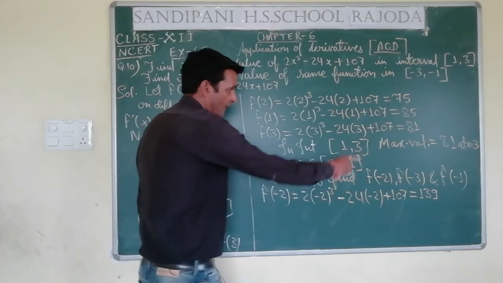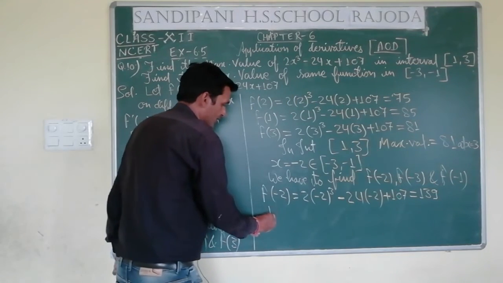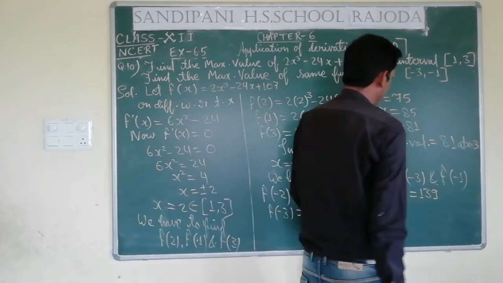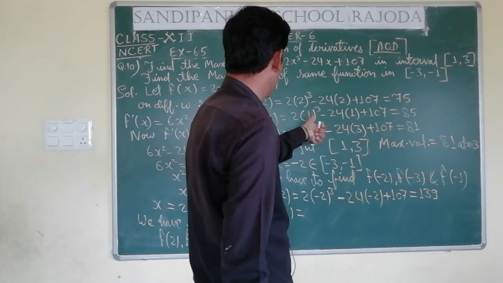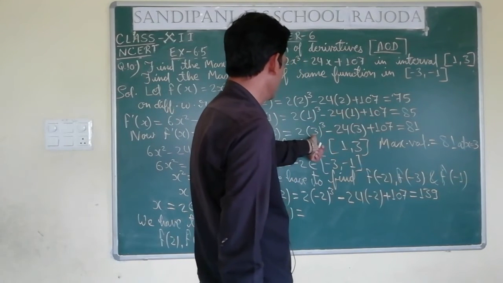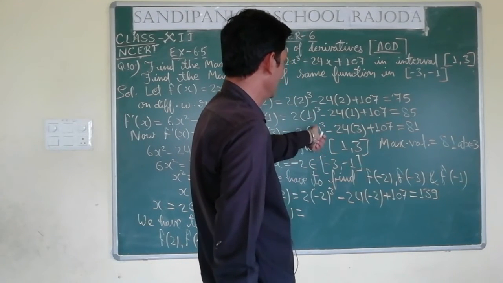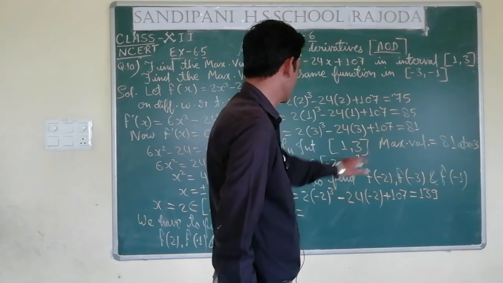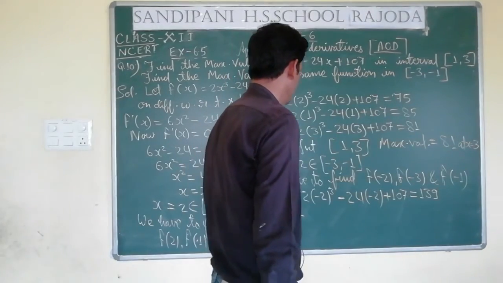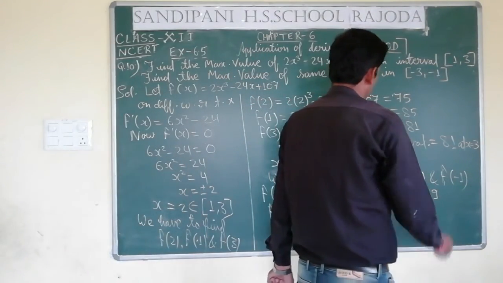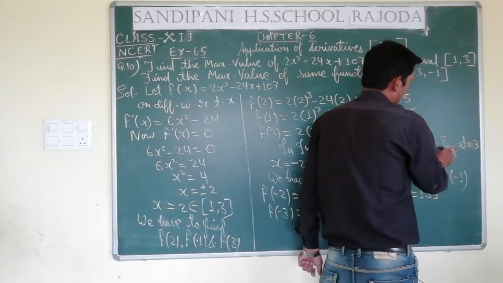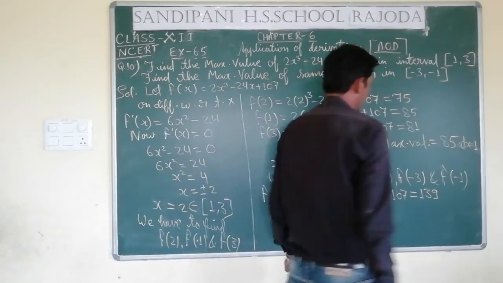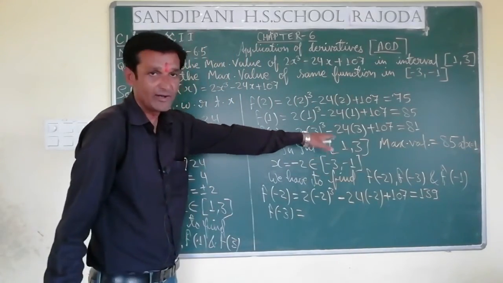Now let us find out f of minus 3. So f of minus 3 is equal to what? Here this one is the maximum, it is 85, no? f of 1 is equal to 85. 3 3s are 9, 3 9s are 27. 27 2s are 54. 54, 161. This is the maximum value here, 85 at x is equal to 1. Let me do it once again.